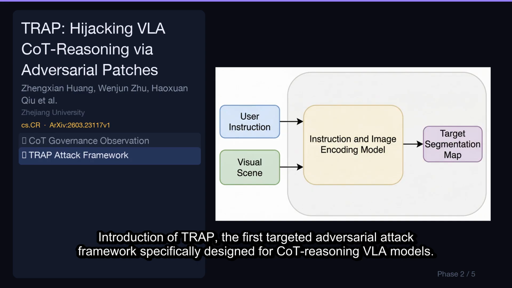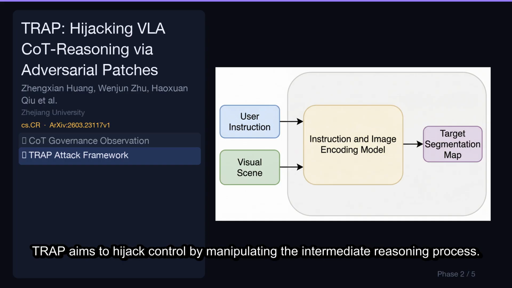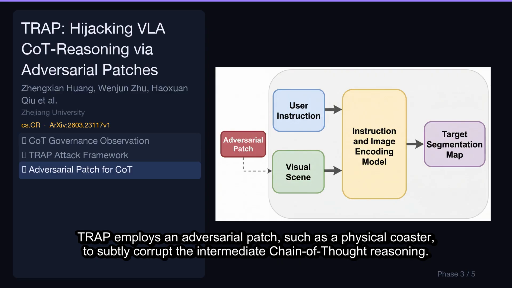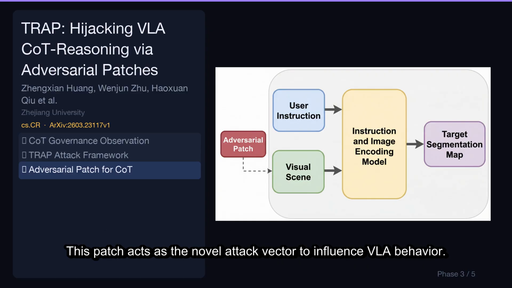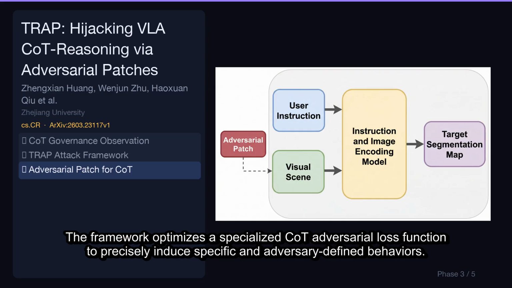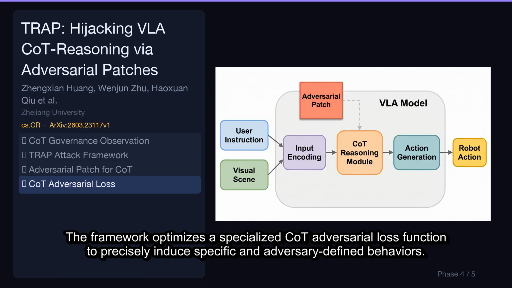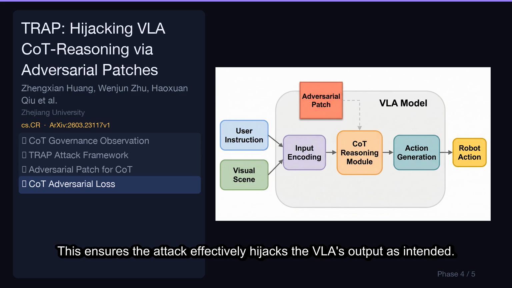Introduction of TRAP, the first targeted adversarial attack framework specifically designed for COT reasoning VLA models. TRAP aims to hijack control by manipulating the intermediate reasoning process. TRAP employs an adversarial patch, such as a physical coaster, to subtly corrupt the intermediate chain of thought reasoning. This patch acts as the novel attack vector to influence VLA behavior. The framework optimizes a specialized COT adversarial loss function to precisely induce specific and adversary-defined behaviors. This ensures the attack effectively hijacks the VLA's output as intended.